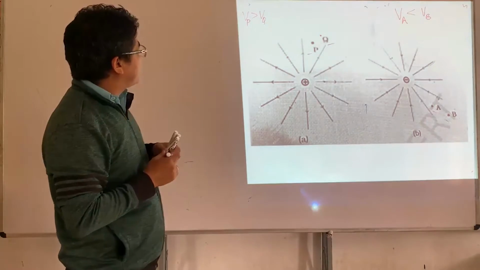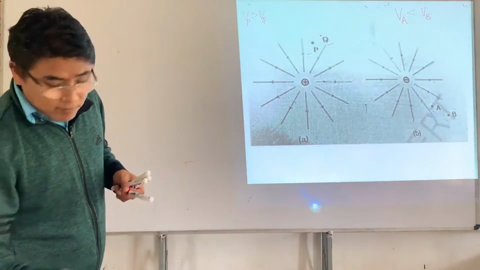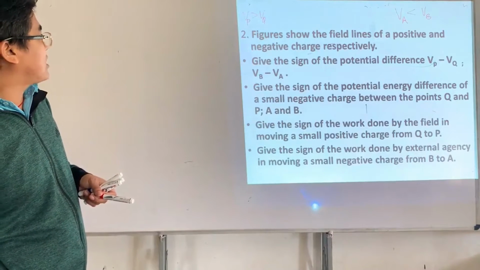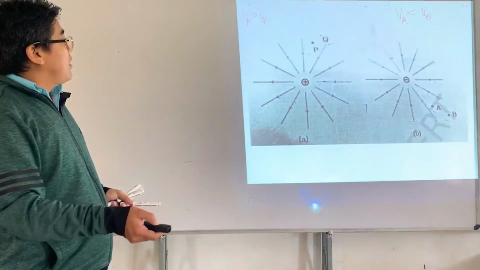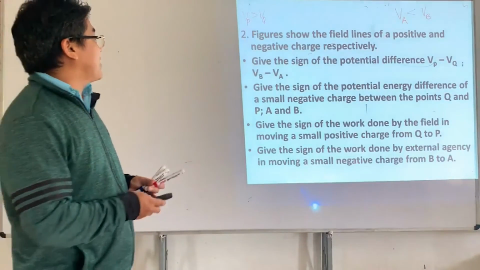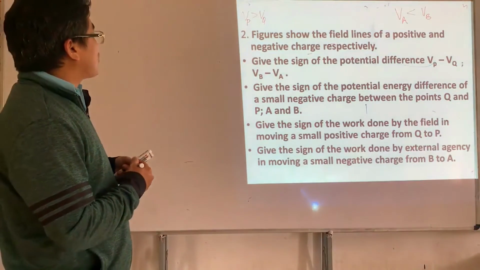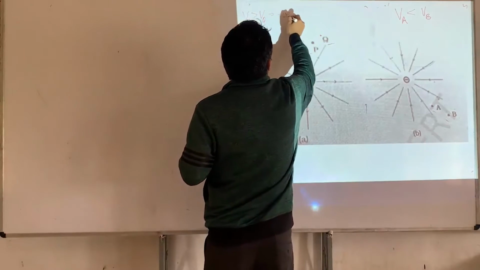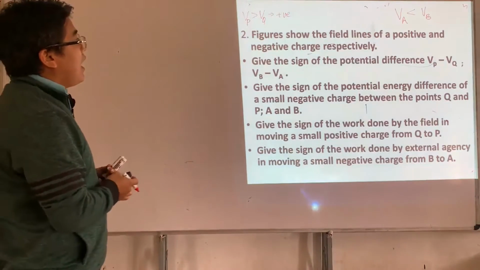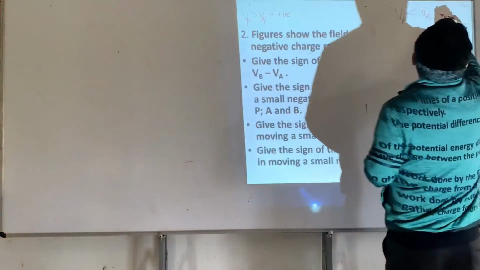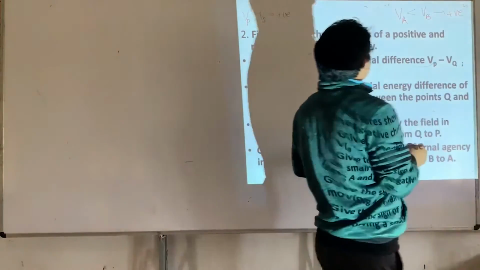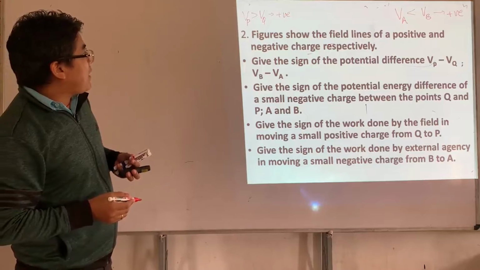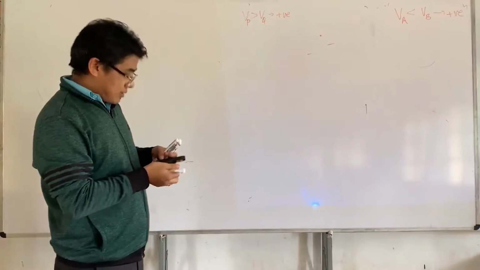Very, very important, right? Now I'll do the problem. The figure shows the electric field lines of a positive and a negative charge respectively. The figure that I have shown you now. Alright, now I say give the sign of the potentials. Give the sign of potentials, right? So look at here. This is going to be positive, and this is going to be again positive. Why? Because Vb is more than Va. Vp is more than Vq, right?